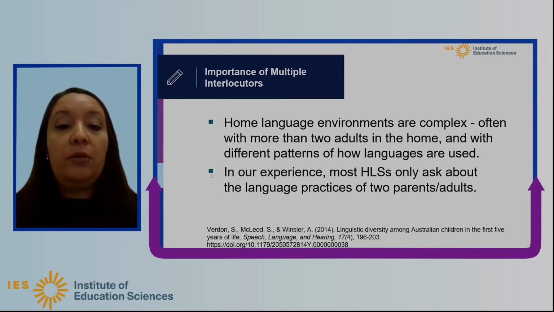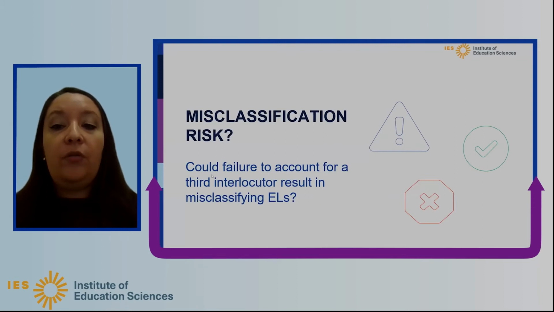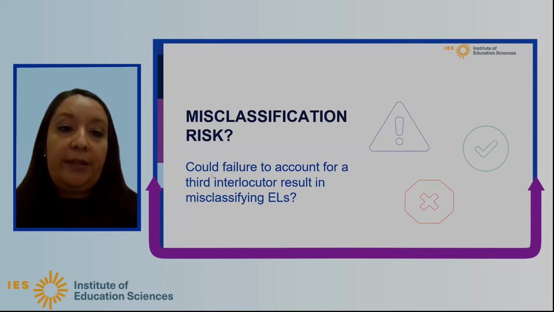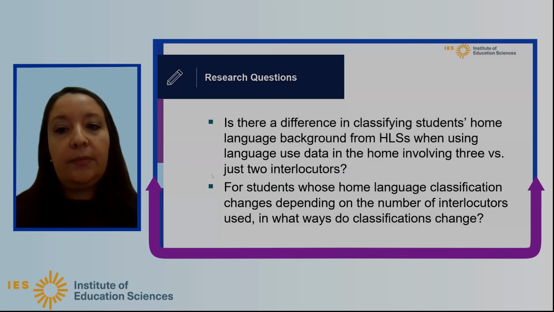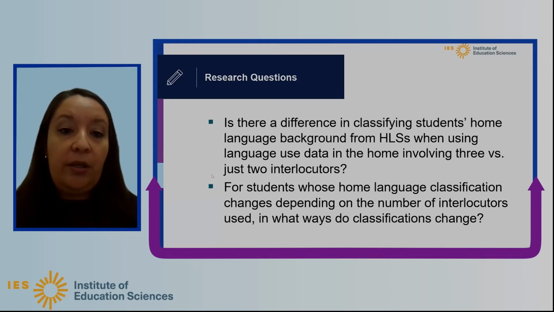And in our experience, most HLSs only ask about the language practices of two adults at home. With the knowledge that a third adult may often be present in the home of English learners, is there a risk for misclassifying ELs if the home language survey does not ask about the language contributions of the third adult? And that's the primary question we wanted to address in this presentation. Specifically, we use data from our study to examine if there's a difference in how students' home language is classified when we use information from 3 versus 2 interlocutors. And then for the students whose home language classification changed depending on the number of interlocutors, we wanted to see the ways in which those classifications changed.